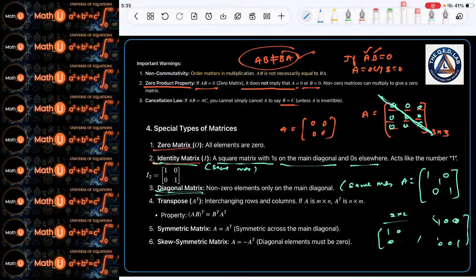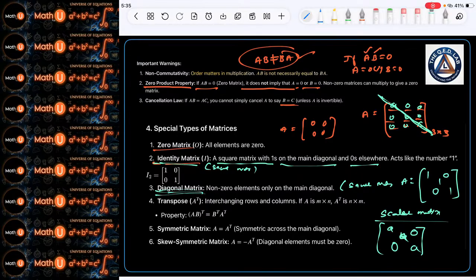Okay, and there is one more matrix, the scalar matrix. Scalar matrix is nothing but a diagonal matrix only, but in a scalar matrix all the diagonal elements should be equal. Such type of matrix is a scalar matrix.